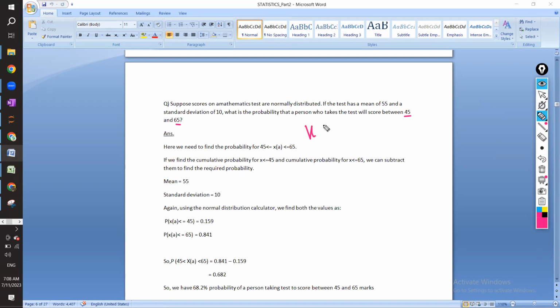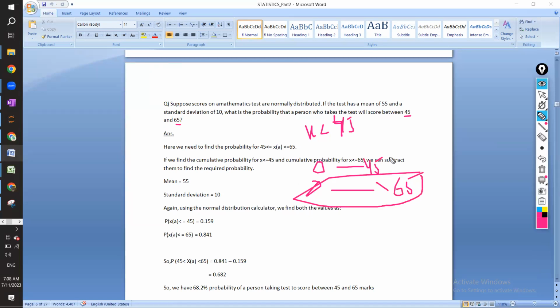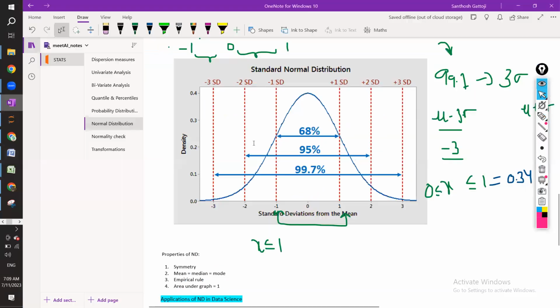But we don't have 45 to 65 directly. We can calculate x less than or equal to 45, and we can also calculate x less than or equal to 65. But 65 will have 0 to 65, and 45 will have 0 to 45. How will you get only 45 to 65? Subtract these two. 0 to 65 minus 0 to 45 will give you 45 to 65. Clear? Same concept we are using.